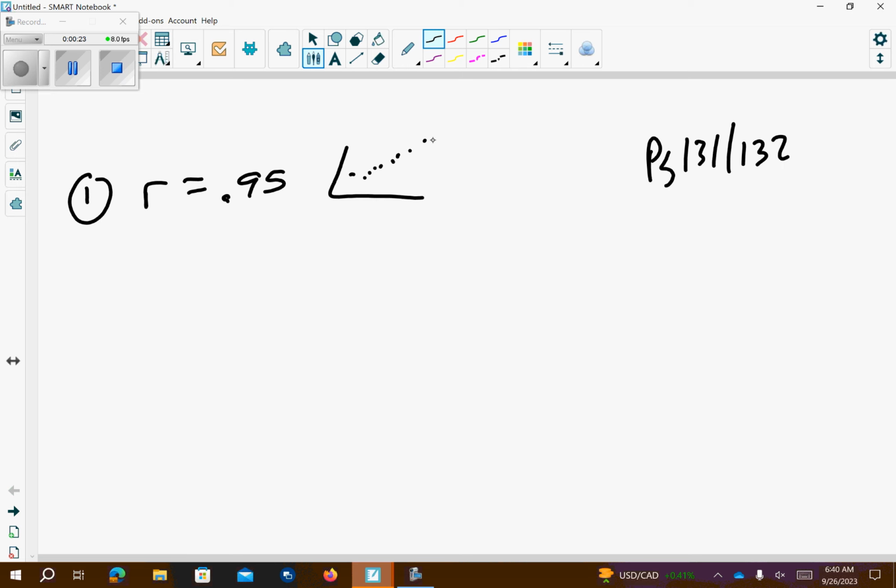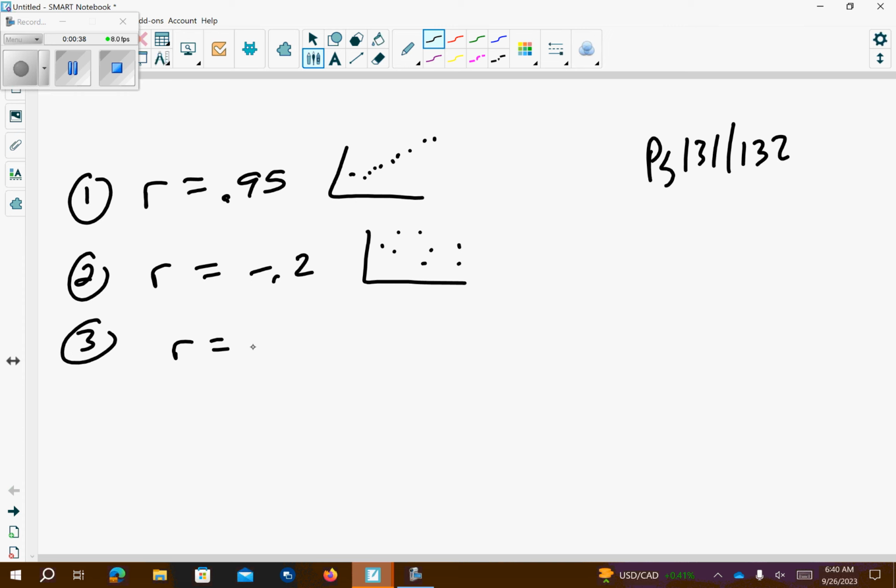Okay, number two, if we had a negative 0.2, so that's going to be a negative slope, but kind of scattered. And there's no perfection to these. Number three, r equals negative 0.5. Again, that's going to be similar to what number two looks like, but a little bit tighter. Maybe a couple that are out of spot.